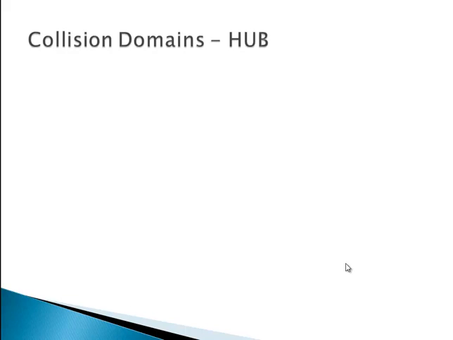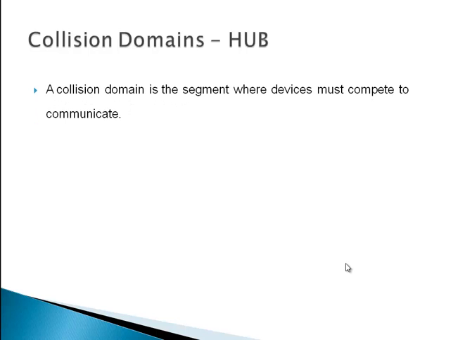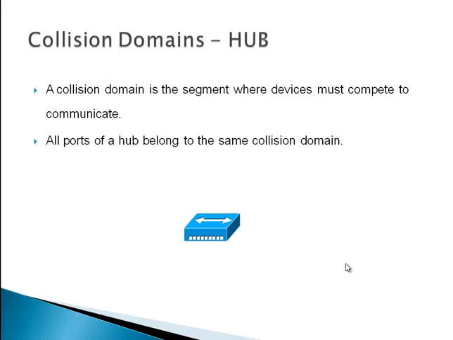And now we talk about collision domains, the different types of collision domains. First of all, a hub. A collision domain is a segment where devices must compete. All ports of the hub belong to the same collision domain. For example, I have a hub here. This hub has 4 ports, similar to the switch earlier that you saw: port 1, port 2, port 3, and port 4.